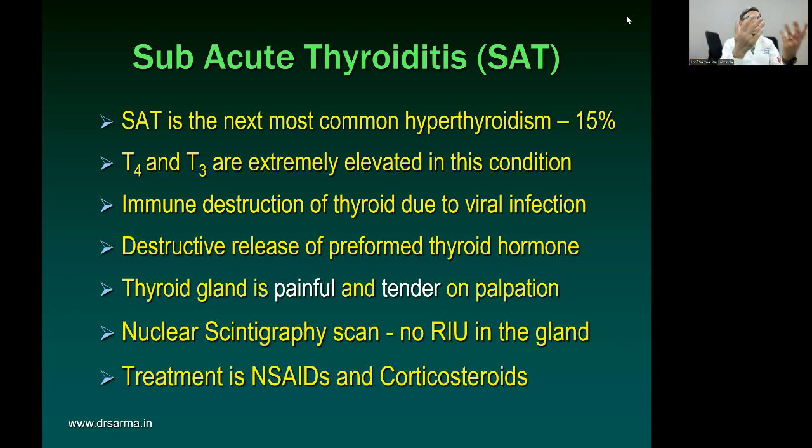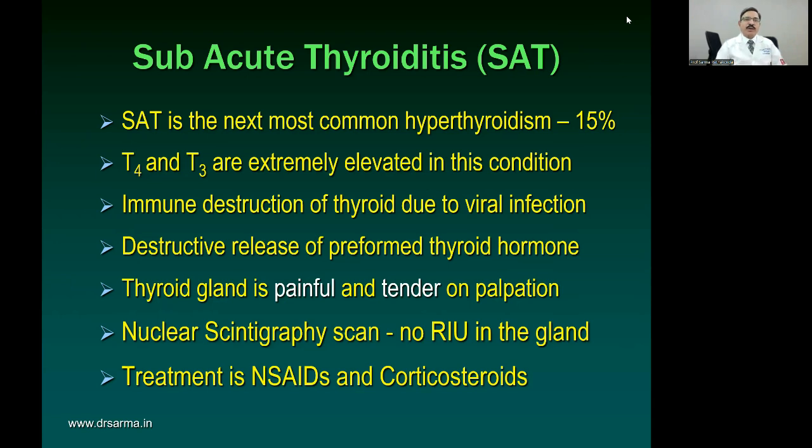And it will become hypothyroid. When all the vesicles are ruptured, there is no more thyroid hormone, and the patient will go into hypothyroidism. The treatment here is no antithyroid drugs. Just maintain the anti-inflammatory status with necessary steroids. It is a painful and tender gland, whereas the other two are painless. Now this is a painful, tender gland.